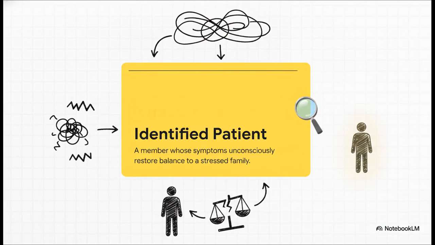In systemic therapy, Johnny isn't viewed as a defective child. He's what we call the identified patient. He's basically the designated family member whose symptoms have unconsciously emerged to try and restore equilibrium to a family system that is under severe stress.